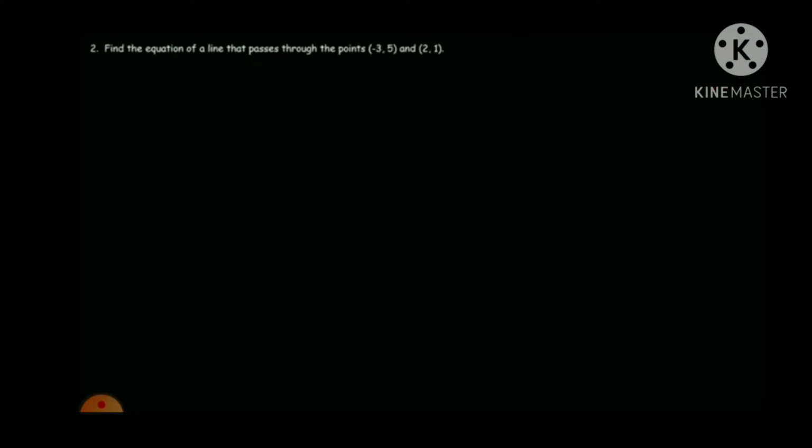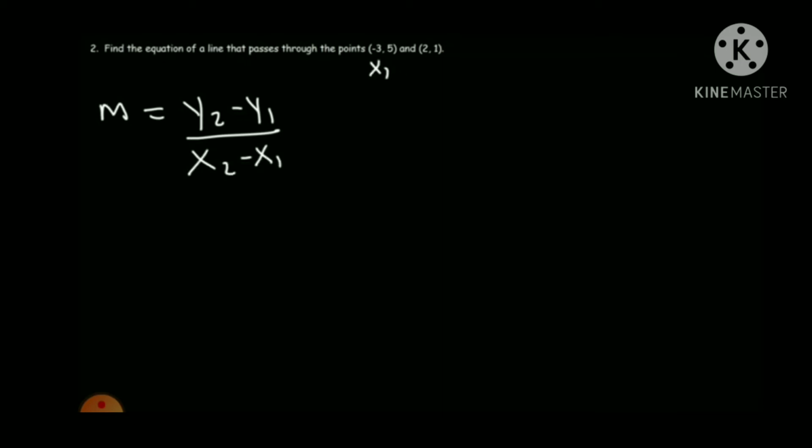Now, for the sake of practice, let's try this example. Go ahead and find the equation of the line that passes through the points negative 3 comma 5 and 2 comma 1. Feel free to pause the video if you want to try it. So let's begin. We're going to follow the same process. We're going to begin by calculating the slope of the line.